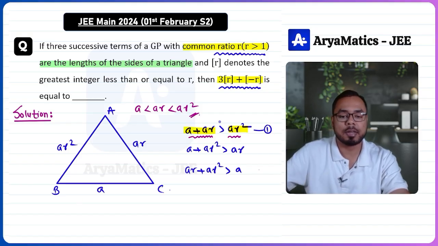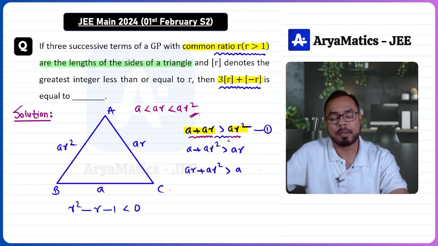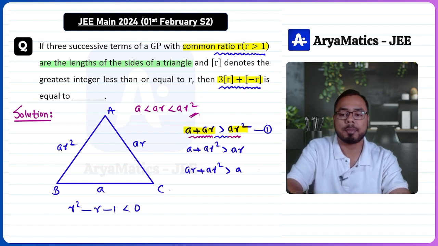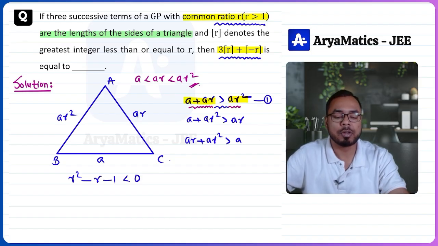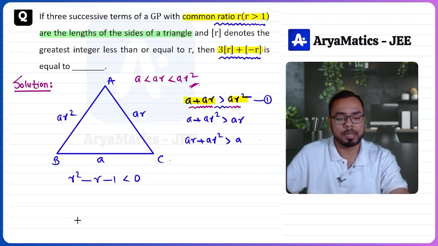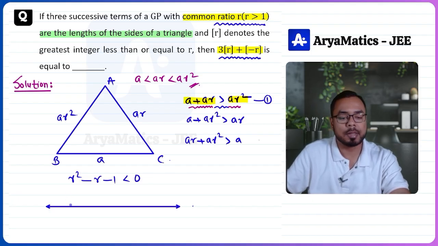Now for solving the first inequality, you can take A common and you can cancel A because A is positive. So then we are getting R square minus R minus 1 less than 0. Right? We can take everything on one side, A we can cancel. So R square minus R minus 1, that will be 0. And now we need to solve this inequality using a number line. Also it is given that the common ratio is bigger than 1, so we have to focus on R greater than 1 only.